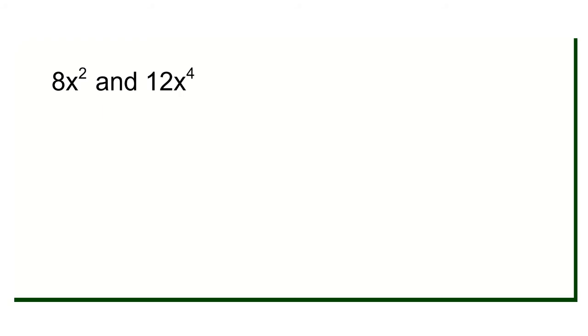Now here I have variables, but we're going to do the same exact thing. First, let's look at 8x squared. Let's just focus on the 8. The numbers that multiply to 8 are 1 times 8 and 2 times 4. Now I also have this x squared. X squared means that I have x times x. Means that I have 2 of them.